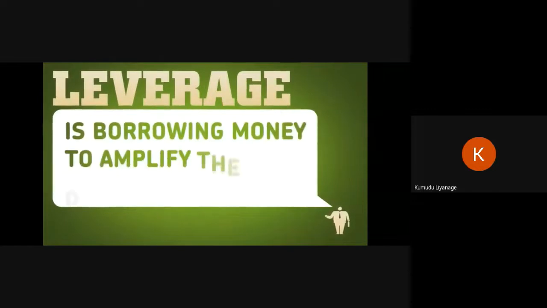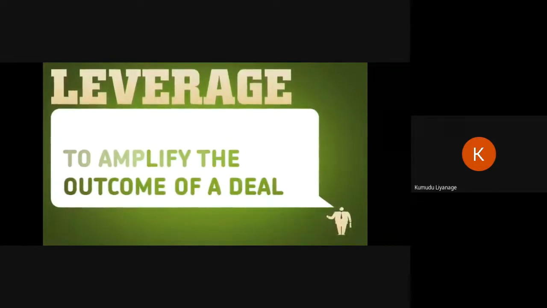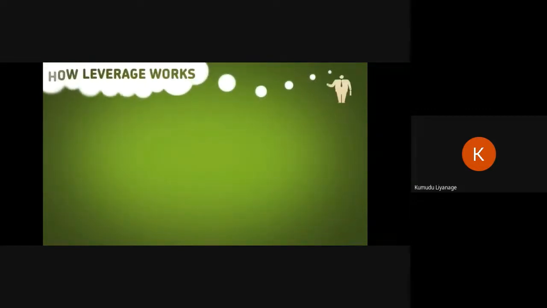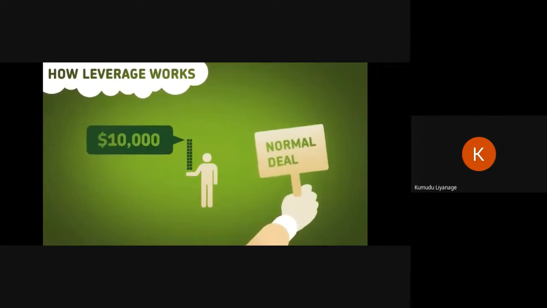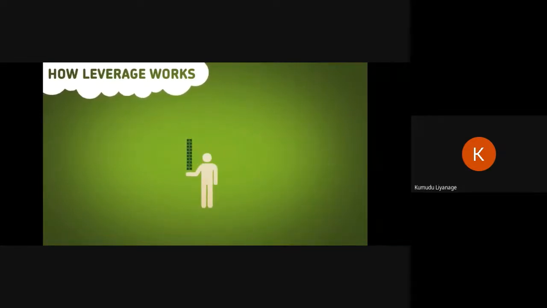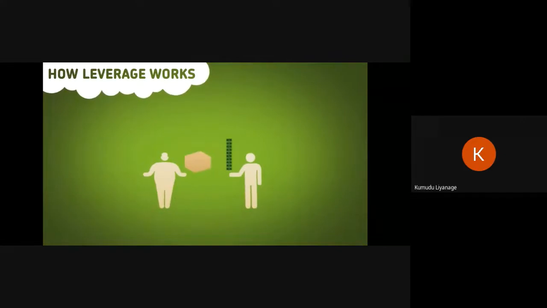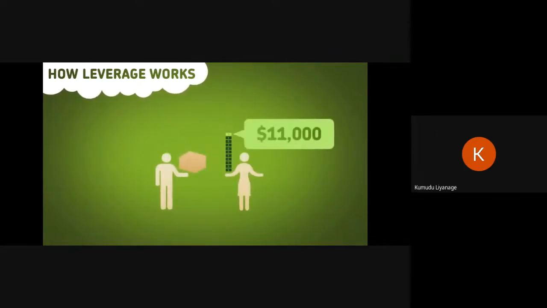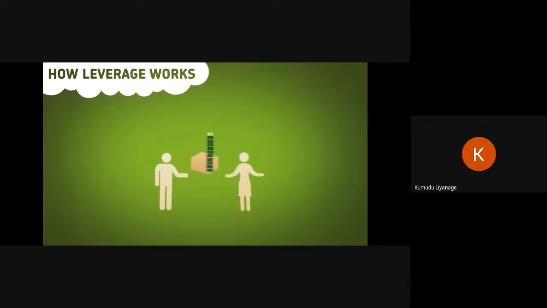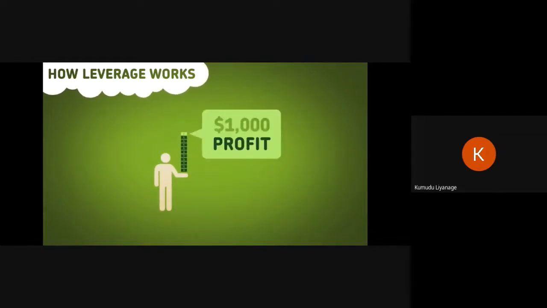Leverage is borrowing money to amplify the outcome of a deal. Here's how it works. In a normal deal, someone with $10,000 buys a box for $10,000. He then sells it to someone else for $11,000, for a $1,000 profit. A good deal.